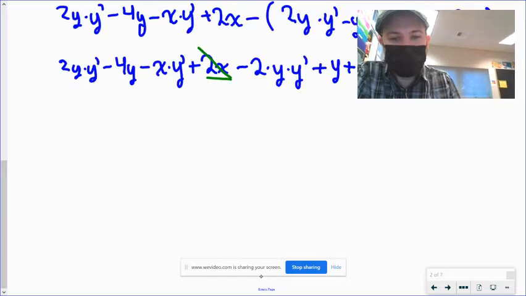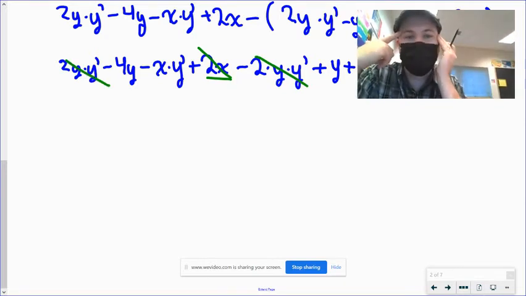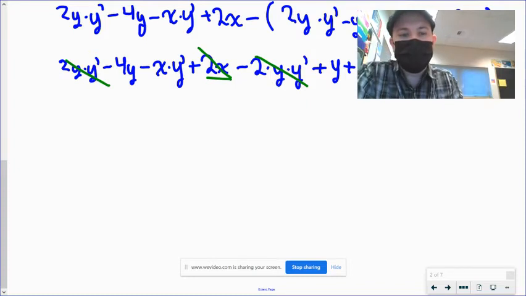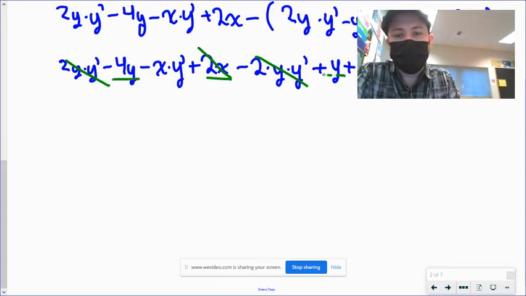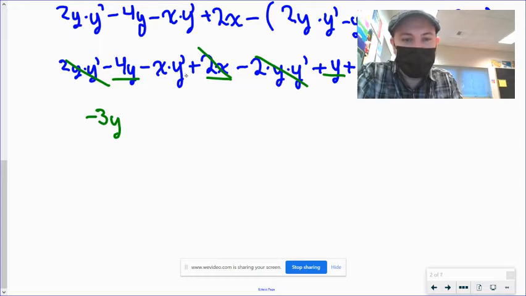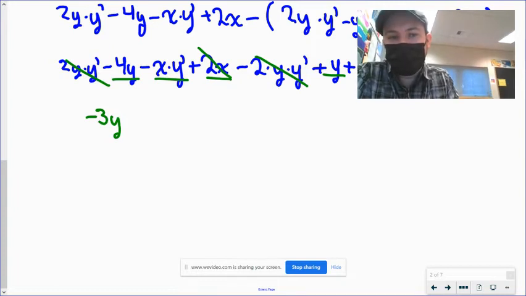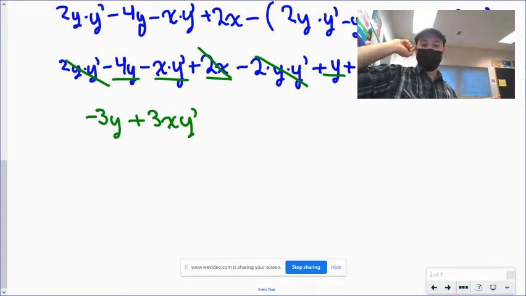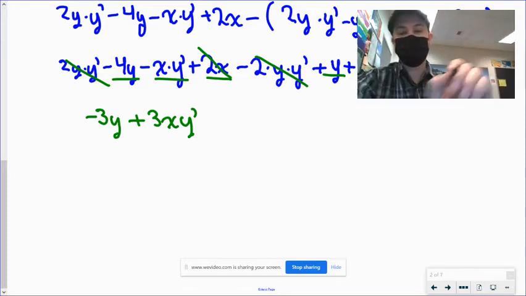Maybe I should start at the beginning of this expression though. We've got 2y y prime minus 2y y prime. Okay, those cancel. That's nice. What else? We've got some like terms here. I've got negative 4y and positive 1y there. So that would make negative 3y. Here's some terms with x and y prime only. So negative x y prime, positive 4x y prime. So that would be positive 3x y prime when I combine them. Oh, and that's everything. So it simplifies to this.